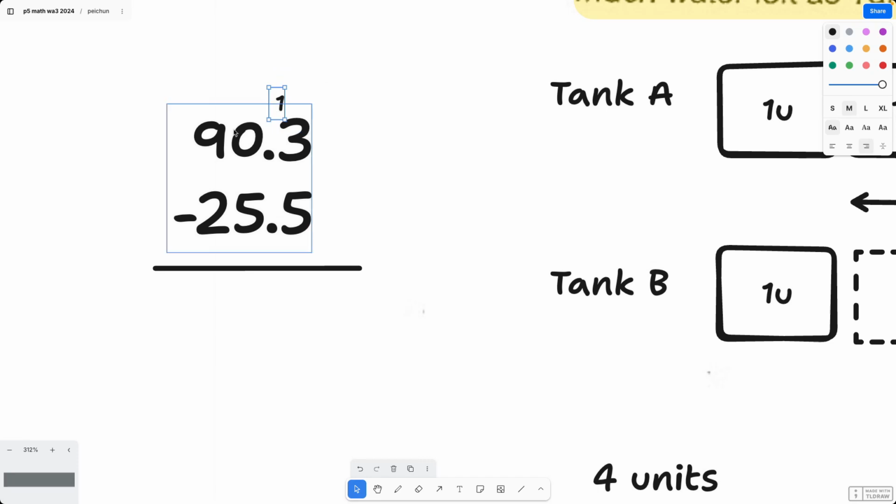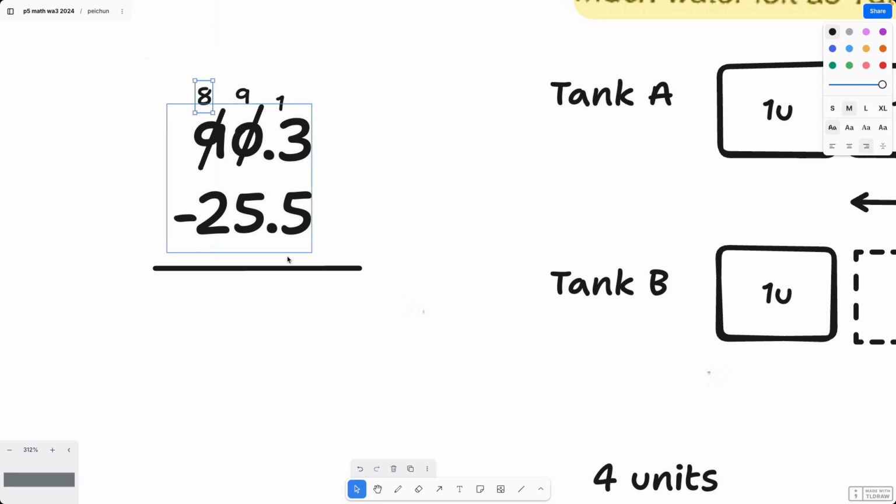So 13 minus 5. We can't have 0, so we need to cancel this. This will become 9, and then we cancel this, and this should be 8. Okay, so it becomes like this.